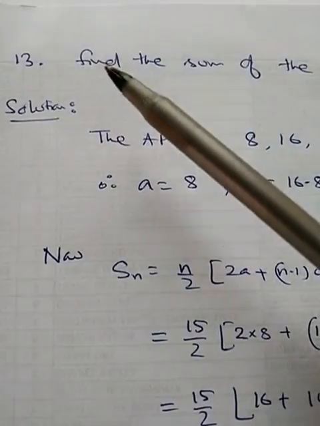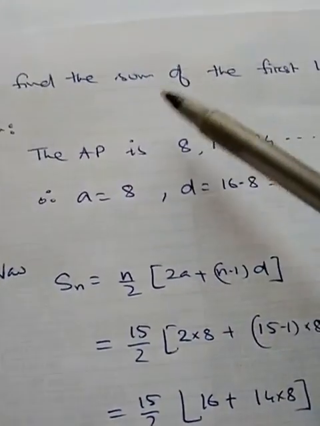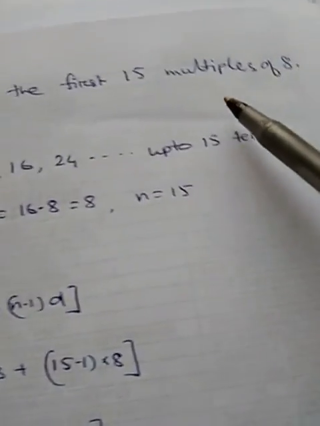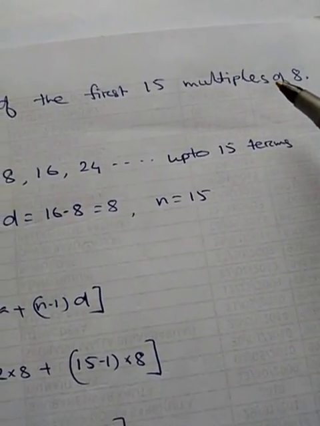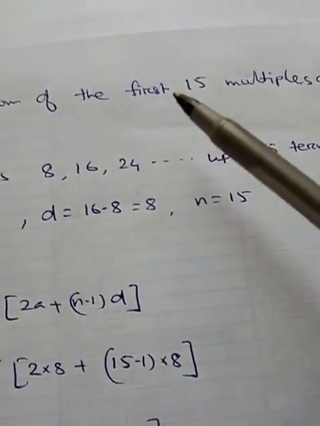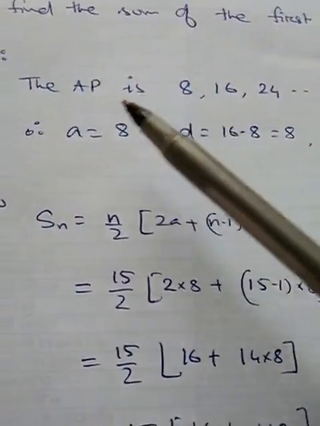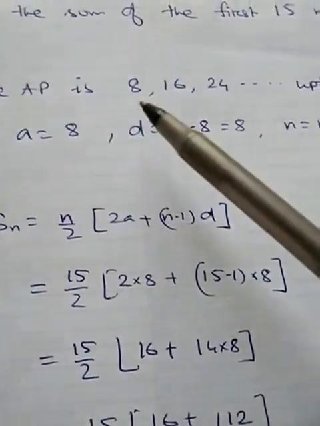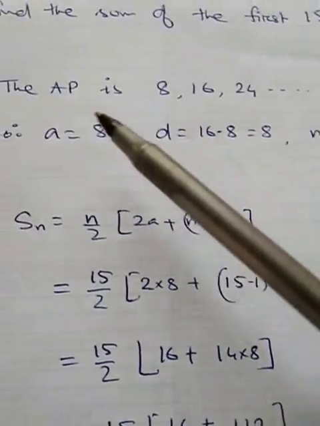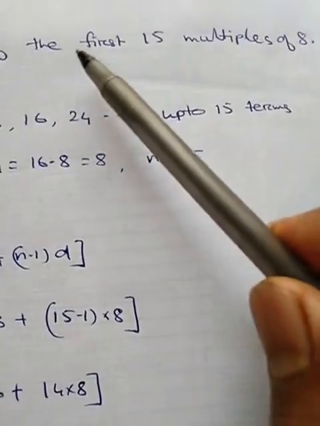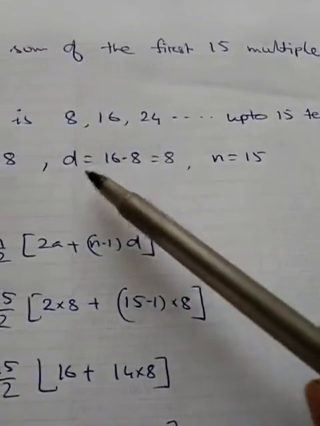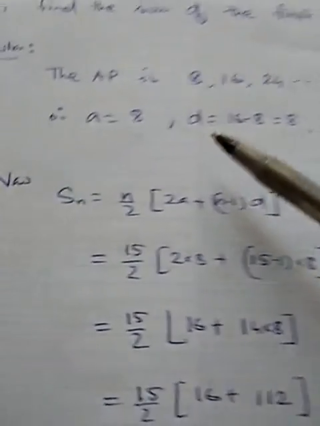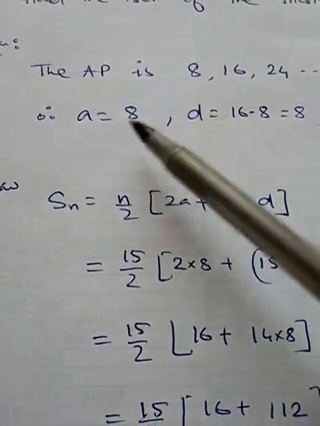Let us see one more sum, question number 13. Find the sum of the first 15 multiples of 8. Multiples of 8 can be 8, 16, 24, 32, and the first 15 means we have to start from 8. So we can form an AP, because the differences are all equal. The AP is 8, 16, 24 up to 15 terms, because we have to find the sum of the first 15 multiples. So n is 15. D is 16 minus 8, that is 8, and A is obviously 8, the first term.